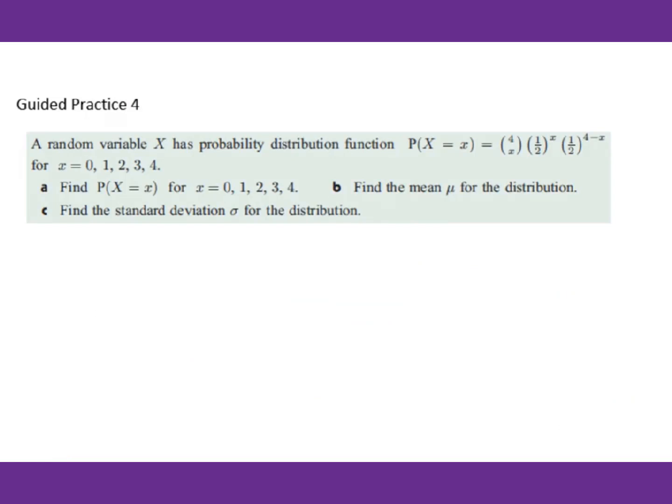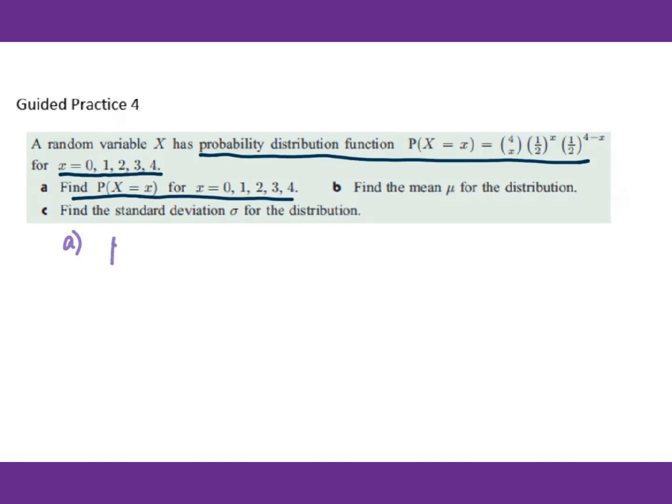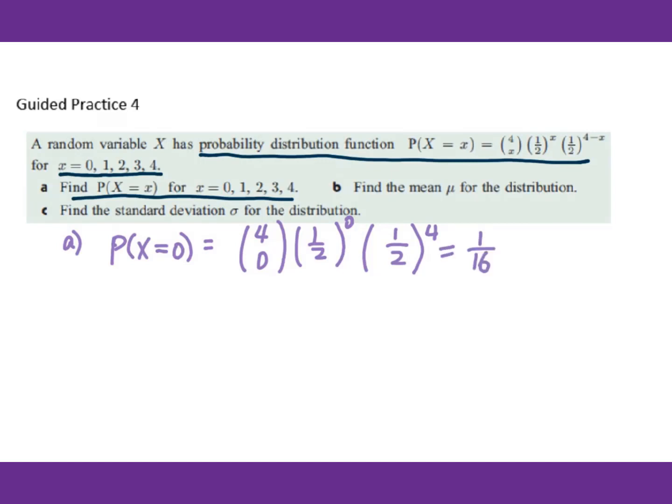A random variable X has probability distribution function this. We could say this is a binomial distribution function for x equals 0 to 4. Find this for x equals 0, 1, 2, 3, 4. For A, you just need to plug in. So probability x equals 0 equals 4 choose 0, 1/2 to the 0 power times 1/2 to the 4th power. We'll get 1/16.